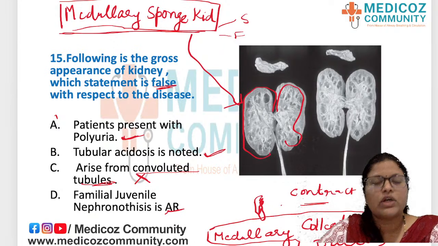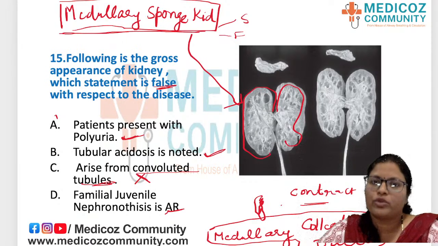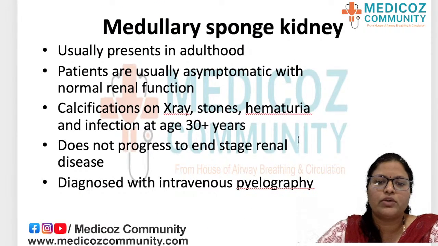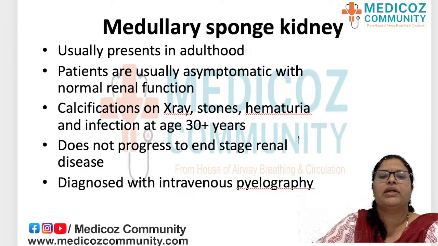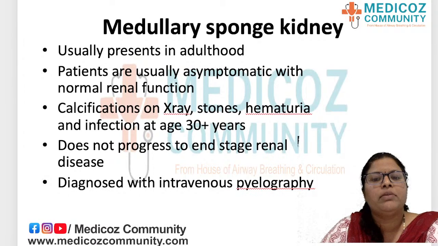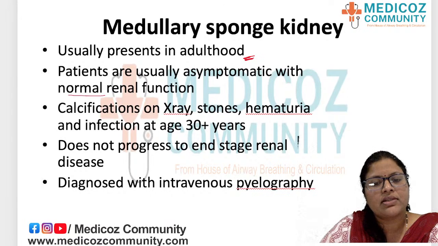A lot of image-based questions are asked now, so you need to prepare yourself to see these images and to have a photographic memory. Let's move on. I already told you, they're usually asymptomatic throughout their childhood and adulthood, but even if they present, it's only in adulthood. They have normal renal function. Again, this is an important thing. It can come as an MCQ.